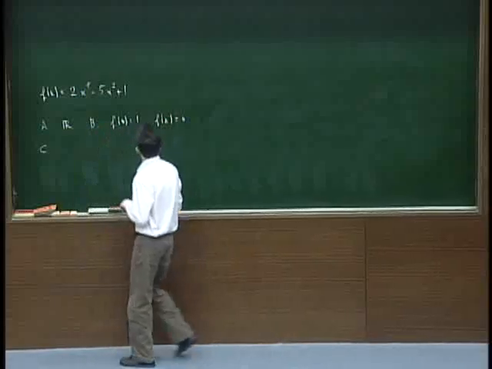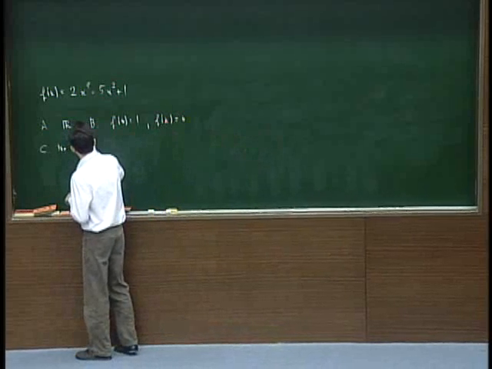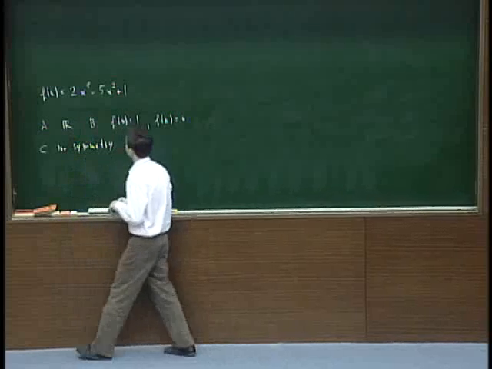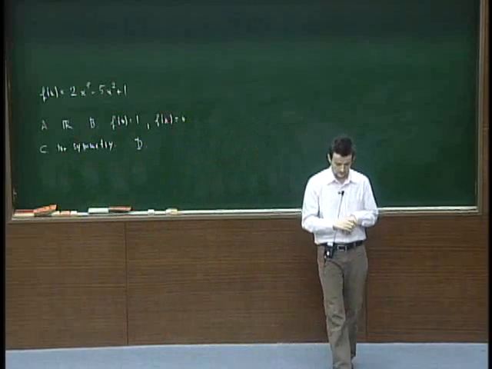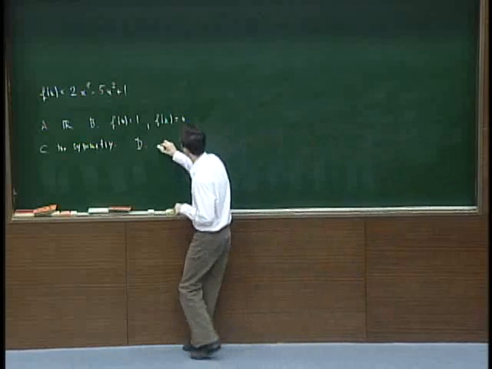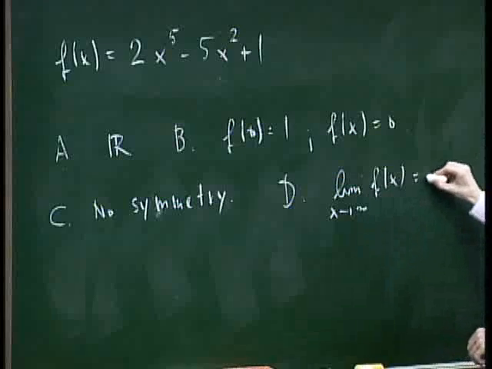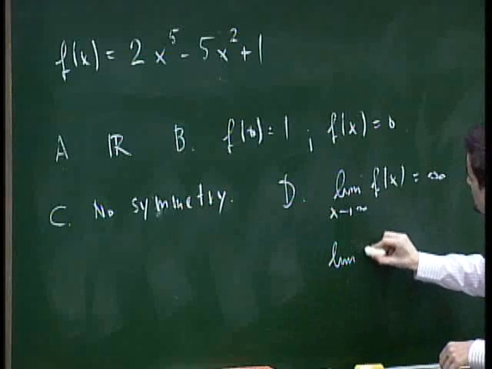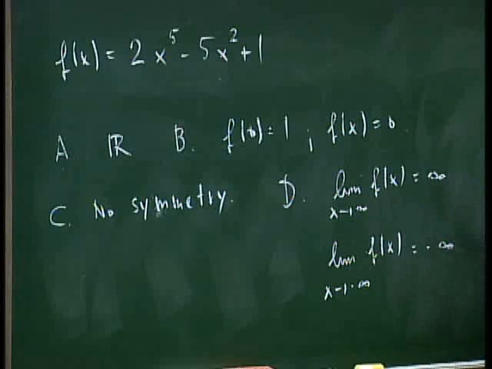Now, the next thing was to find symmetry. You see no symmetry. So this was easy. Now, of course, there are no vertical asymptotes, and there are also no horizontal asymptotes, because you see that the limit of f of x as x tends to infinity is equal to infinity, and the limit of f of x as x tends to minus infinity is equal to minus infinity. So there are no asymptotes.